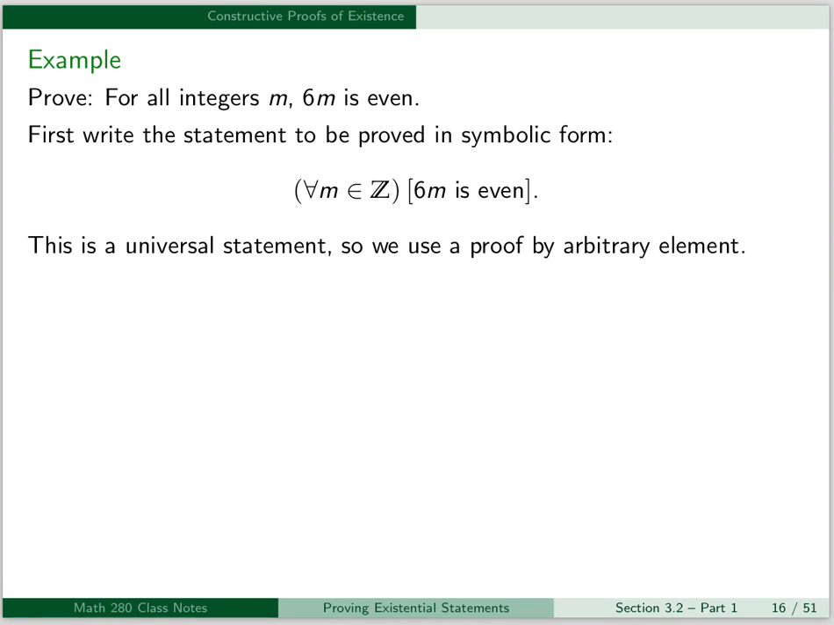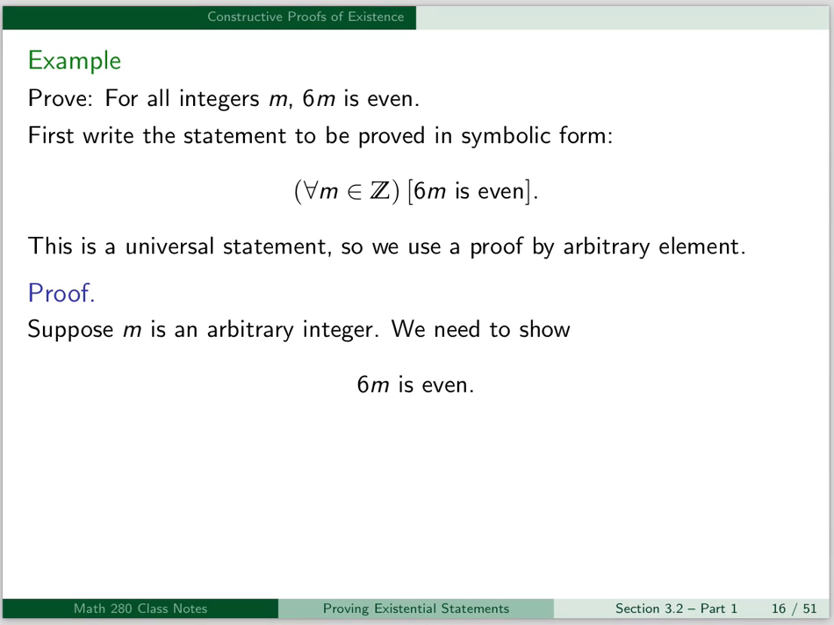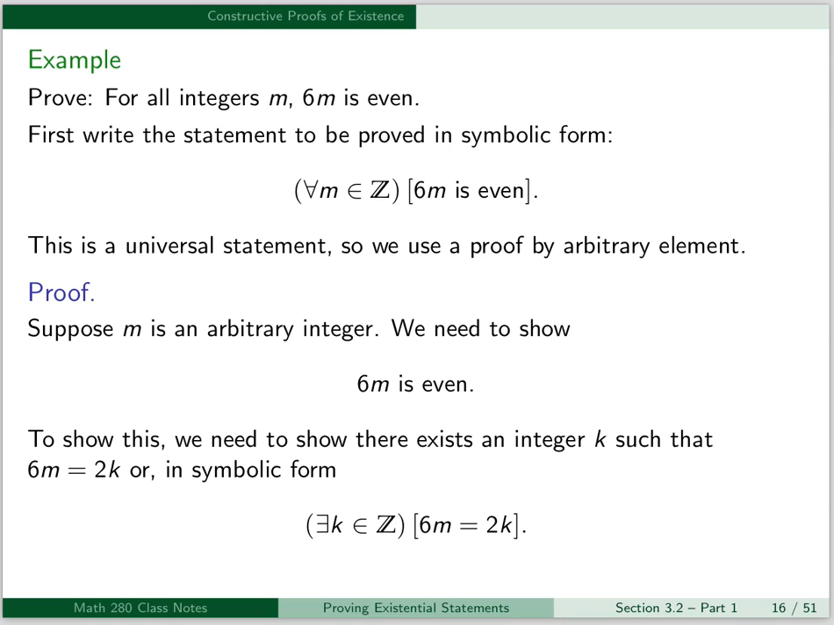Now this is a universal statement, so we're going to use a proof by arbitrary element. We'll start our proof by saying, suppose m is an arbitrary integer. We then need to show that 6m is even. To show this, according to the definition, we need to show there exists an integer k such that 6m equals 2k, or in symbolic form, there exists a k in Z such that 6m equals 2k.